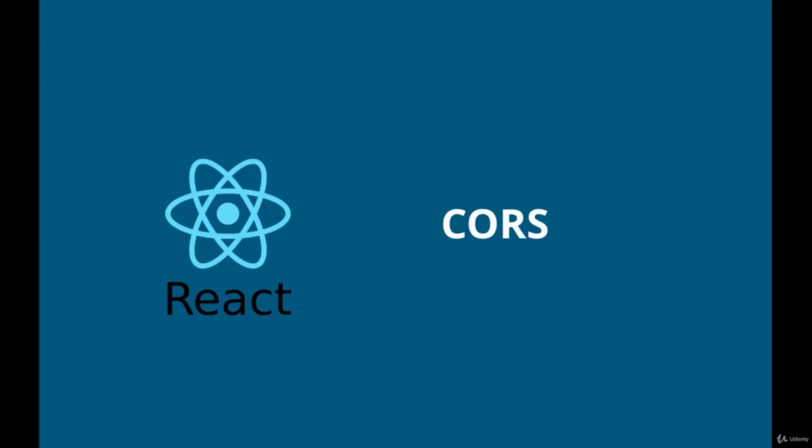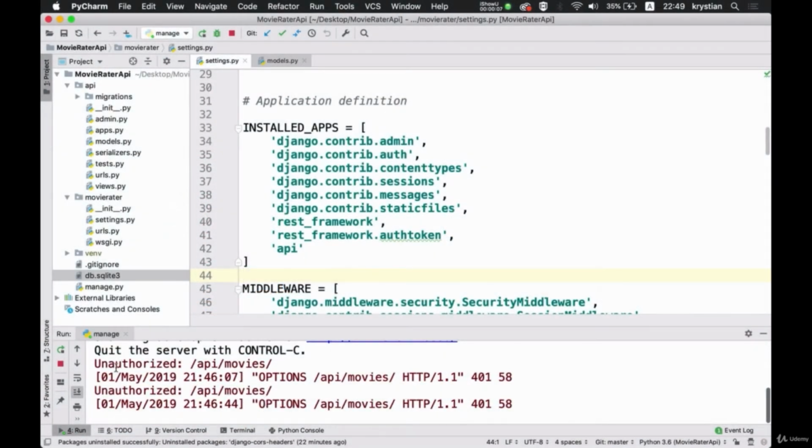Okay, let's open our Django API here. You can see that when the server is running, there are also some logs here, and you can see unauthorized API movies from here. So there is a little bit of information here, and as I said, we will need to enable CORS in our Django. How can we do that?